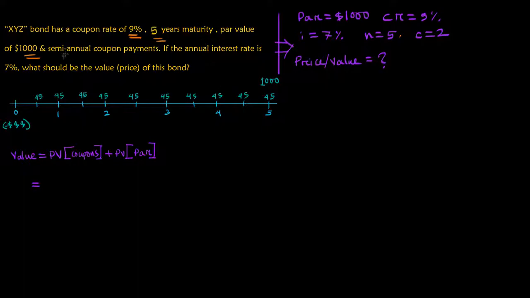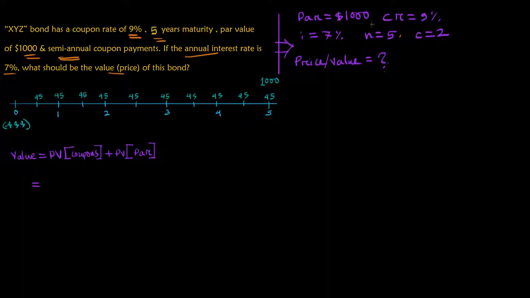Alright, and it pays semi-annual coupon payments. That means that the bond issuing company will pay you coupons twice in a year, each after 6 months. And the annual market interest rate is 7%. Now what is the price?